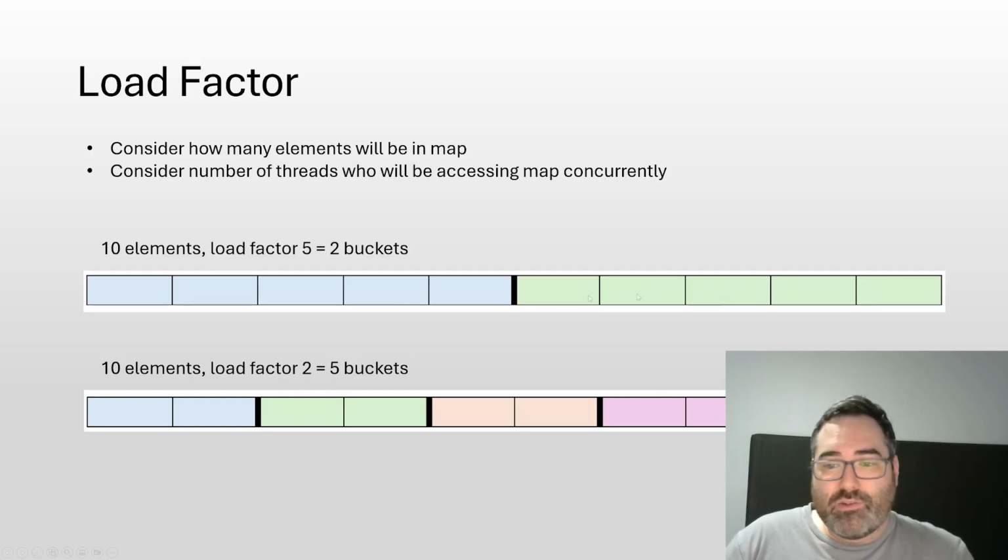We'll end up with 2 buckets, which means that at most 2 threads can access the map at any one time. So if we had more than 2 threads, and that's going to be a problem, we could do a load factor of 2. Now we've got 5 buckets. At the same time, you don't want to overdo the buckets, otherwise it just becomes inefficient.